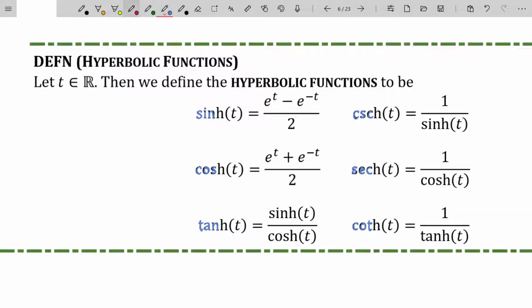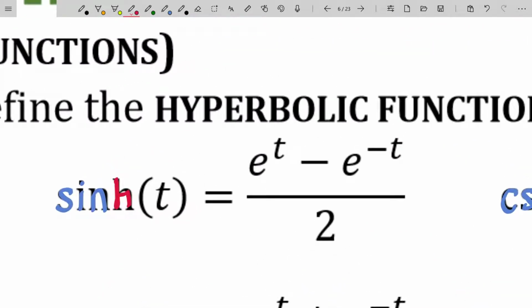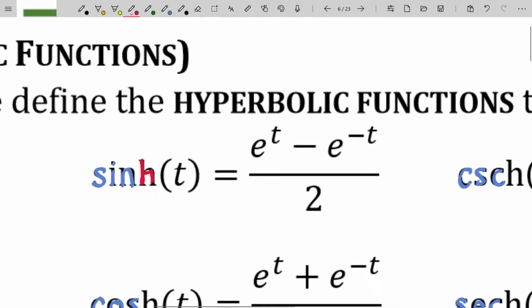So we define the sinh, which is the hyperbolic sine. That's what the h stands for. We define the sinh to be e to the t minus e to the negative t over 2. That relation should be incredibly familiar. Remember, the sine of t was e to the it minus e to the negative it over 2i. So this is the sine function without the imaginary numbers, which seems like it should be more important, right? But it's actually not more important than the sine function.